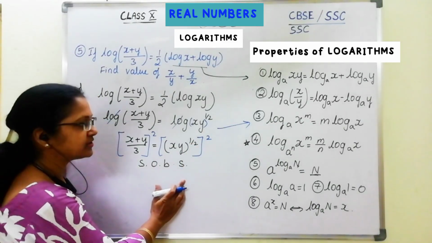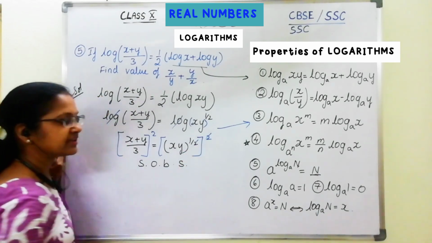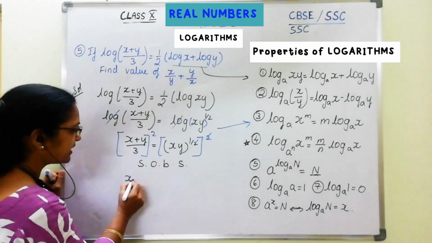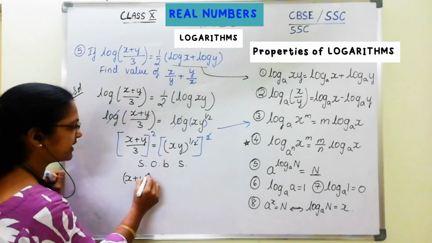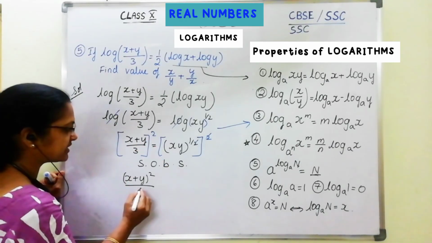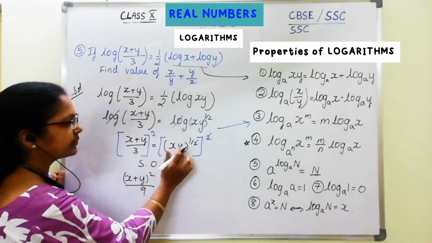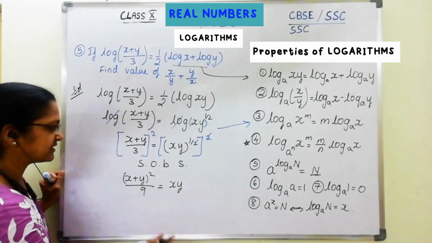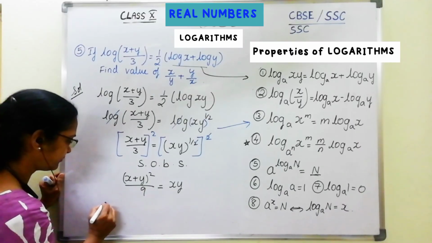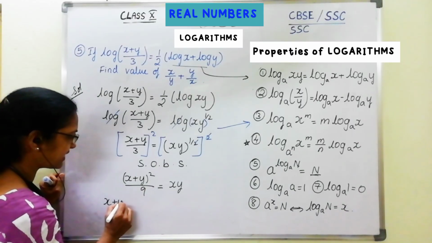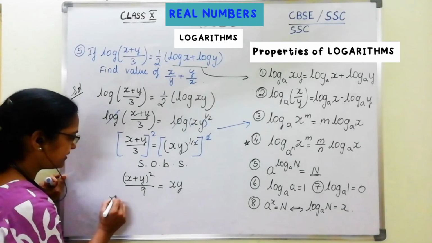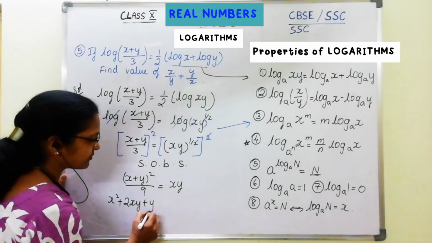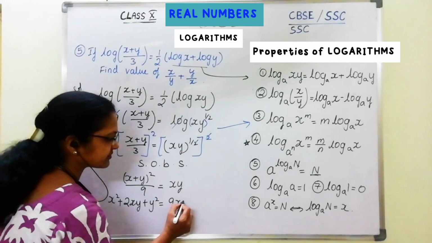When we are squaring on both the sides, this square and the 1 by 2 will be cancelled. Now what is left over? (x plus y) whole square by 3 square, which is 9, is equal to xy. Only xy, because the 2 and 2 are getting cancelled. Bring this 9 here. So it is (x plus y) whole square, x square plus 2xy, I am expanding it, plus y square is equal to 9xy.